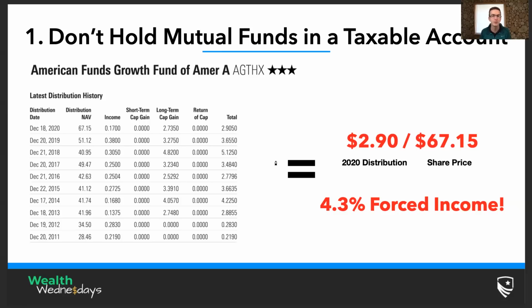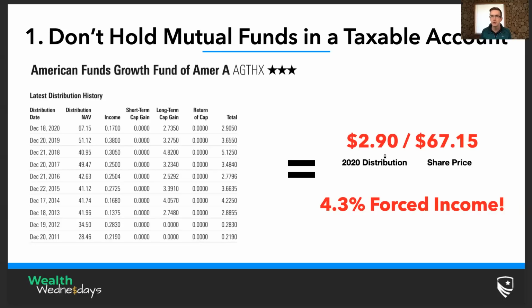They can click on the distributions within the performance tab, and you'll basically be able to see distributions through time. Okay, and it'll show income, short-term capital gain, long-term capital gain, and whatnot. And so basically what you want to do is compare the overall distribution of the most recent year or a previous year to the NAV, the share price.